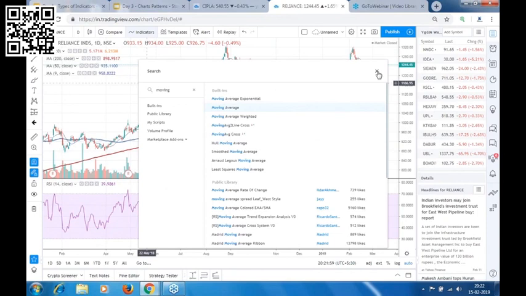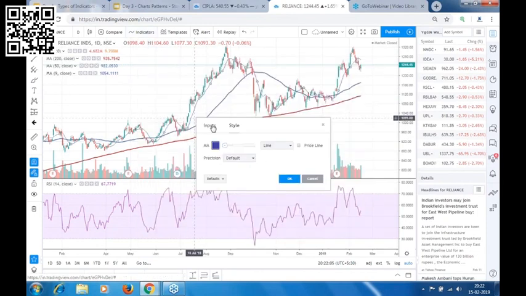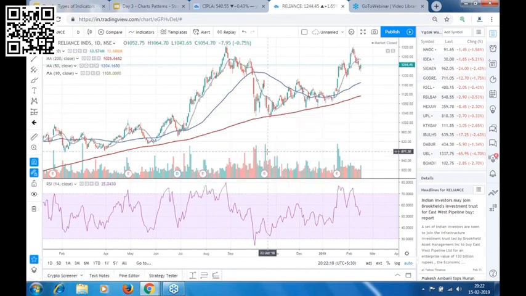Now this is a short-term moving average, and you'll notice that prices always move along this moving average. When prices come below the moving average, that is a signal for us that we can either exit our position or we can go short in the trade.